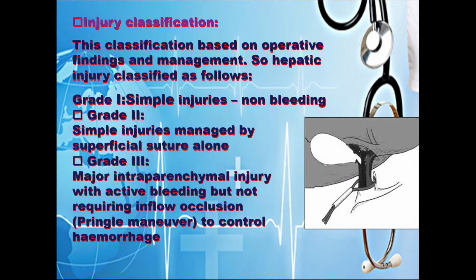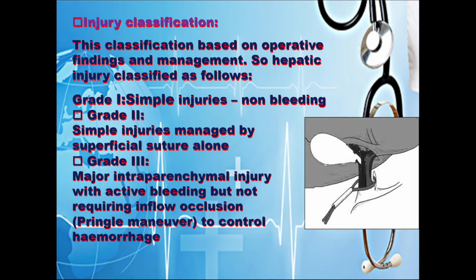So the injury classification should be used so that surgeons understand each other better. It's very vital to use the classification. So the grades of liver damage: grade 1, simple injuries, non-bleeding; grade 2, simple injuries managed by superficial suture alone, when we sew the parenchyma.